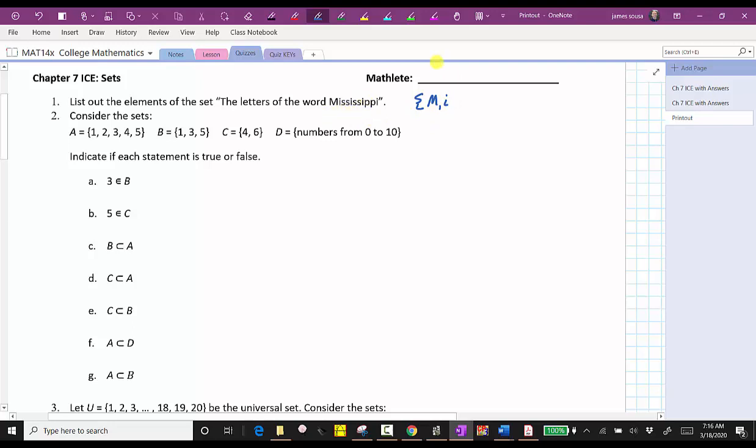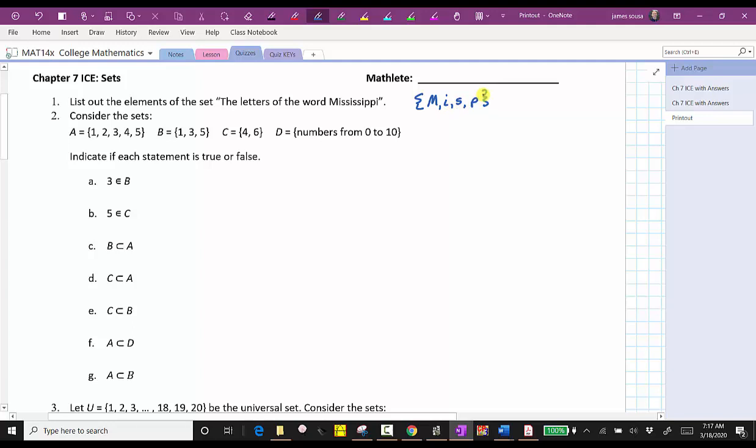Next, Mississippi contains the letter S. It also contains the letter P. Notice how when giving the elements of a set, if the element occurs more than once, in this case in the word, we only list it once. The set of the letters in the word Mississippi contains the elements M, I, S, and P.